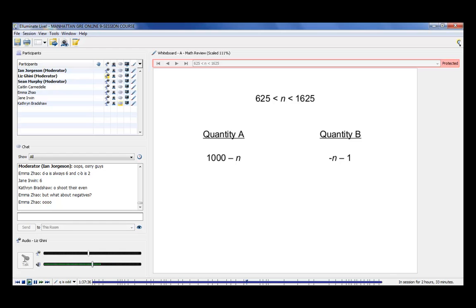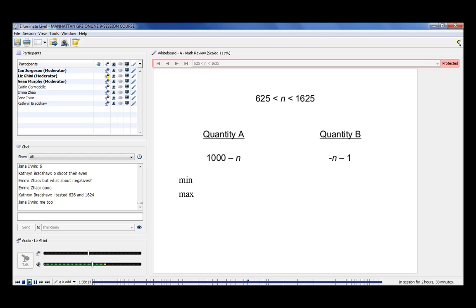I mean, I can't test every number between 625 and 1625. I don't have time for that. Catherine is saying, well, how about 626 and 1624? And that'll work. You could even test 1625.1 and 1624.9. They don't have to be integers. But here, if we just think about it, think about min and max.